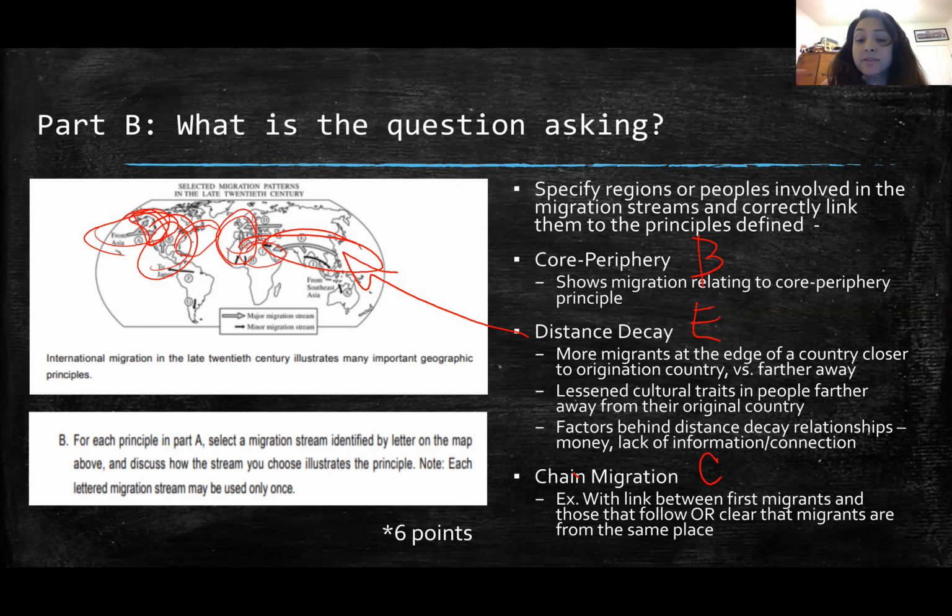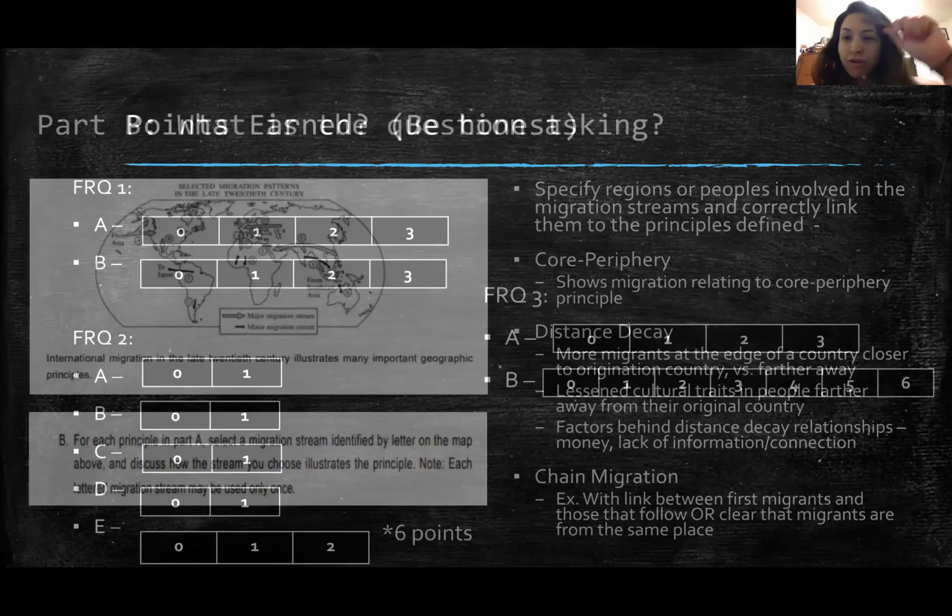All right. And so you're going to have to give an example that links those two places together to show that chain migration is evident in having happened. All right. Okay. So that is your biggie. That one was 6 points. Okay, guys. So, ta-da! FRQ 1, FRQ 2, FRQ 3.